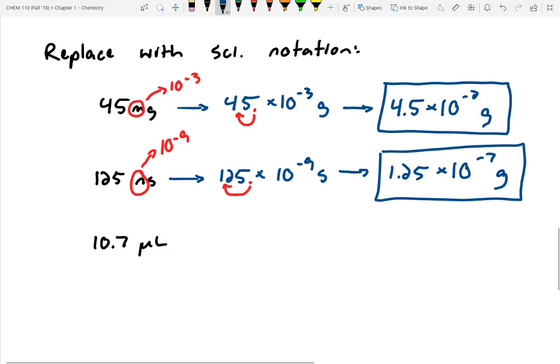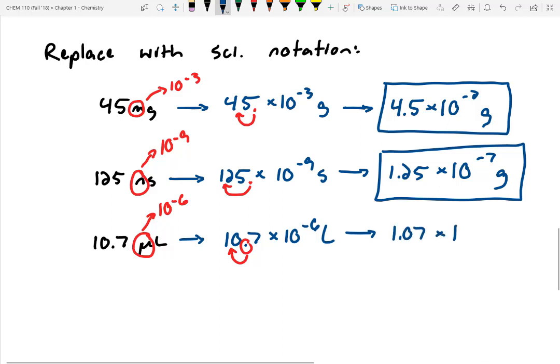All right, one last one. Micro is 10 to the negative 6. So we can go through and say, all right, this is 10.7 times 10 to the negative 6 liters. Just like before, we're going to move this decimal point 1 spot to the left because we want it to be after the first non-zero number. And now this would be 1.07 times 10 to the negative what? Negative 5.